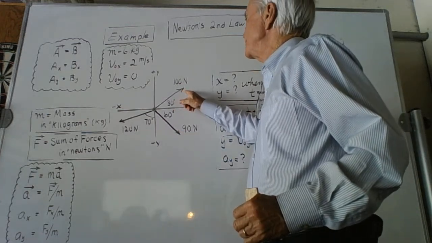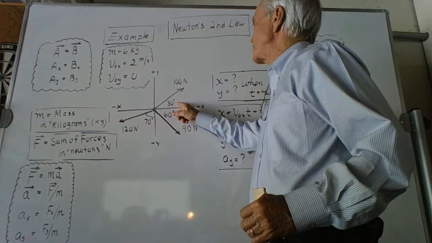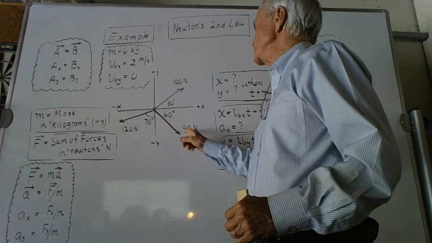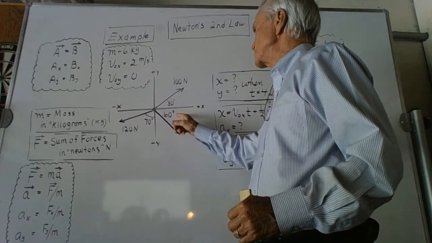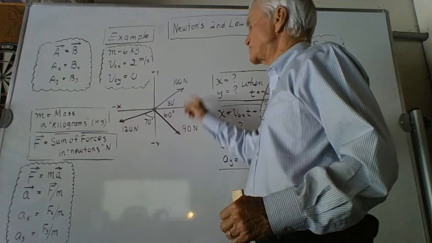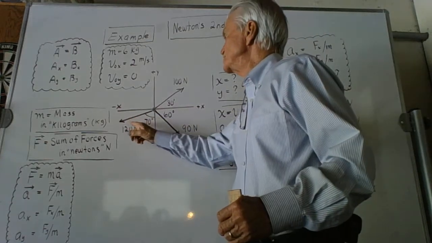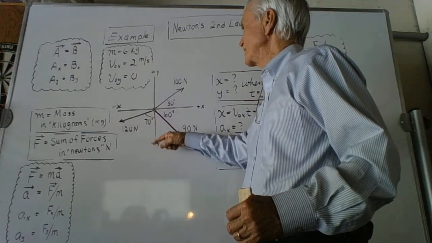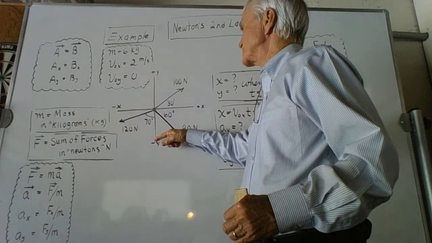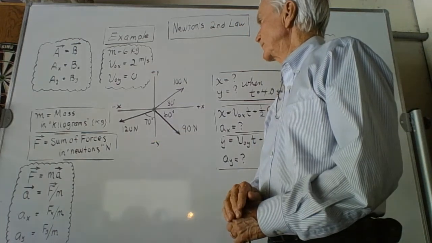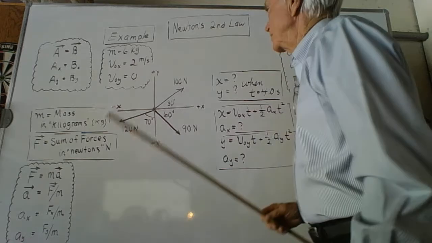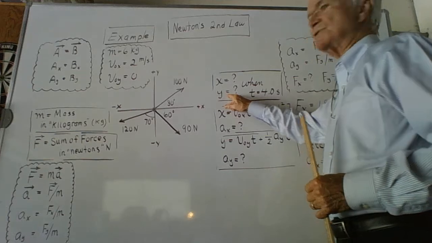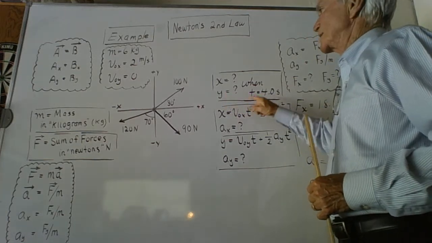One force is a 100-Newton force directed along an angle of 30 degrees relative to the positive x-axis. The second force is 90 newtons, acting along a direction of 60 degrees below the positive x-axis. The third force, 120 newtons, makes an angle of 70 degrees relative to the negative y-axis. What we wish to do is to determine what the x and y coordinates of our particle will be 4 seconds from now.